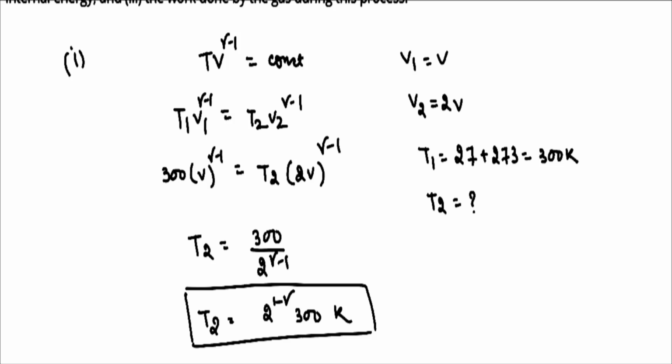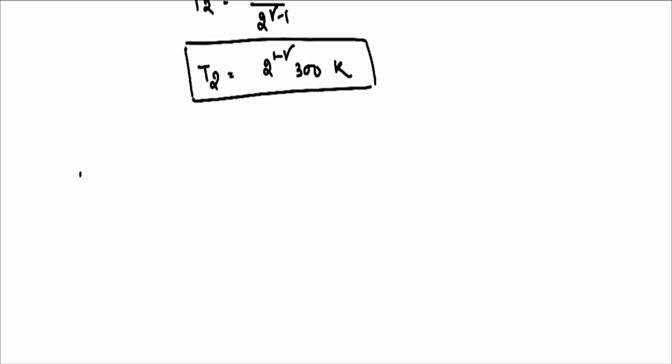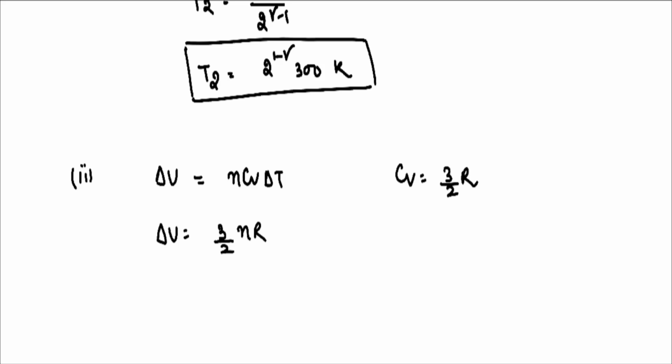Okay, and in the second part they are saying to calculate the change in internal energy. The change in internal energy, delta U, is given by n Cv delta T. Now the gas is monatomic, and for a monatomic gas the value of Cv is 3 by 2 R. Putting the value, delta U equals 3 by 2 n R delta T. n is the number of moles, delta T is the temperature difference, so it is final temperature minus initial temperature, and after calculating this value I will get my final temperature as 189 Kelvin.